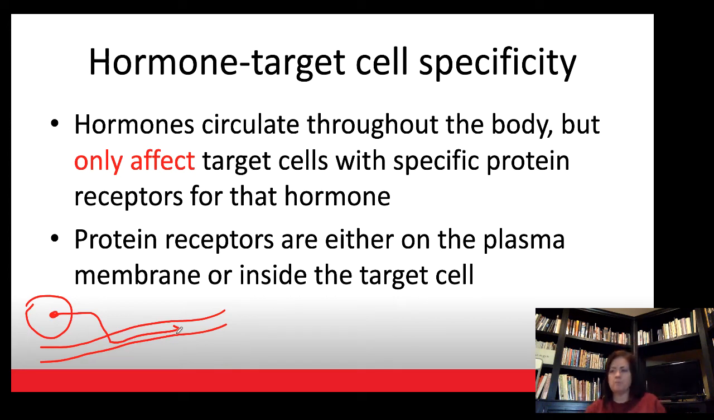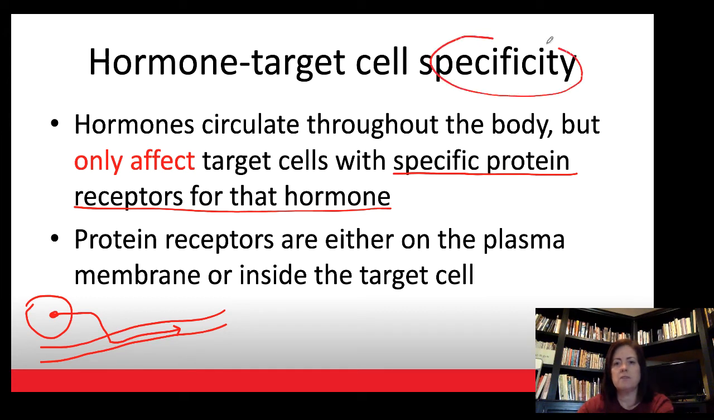Okay, so we have to have some way for the receptor cells or the target cells to interact with that hormone. That hormone's not going to affect every cell that it comes into contact with. That would be crazy. So it has to have specific cells that it's going to react with. And the way that this happens is through specific protein receptors for that hormone. And so this is how we get this whole concept of specificity. Okay, so the target cell has to have a special receptor for that hormone in order for them to interact.